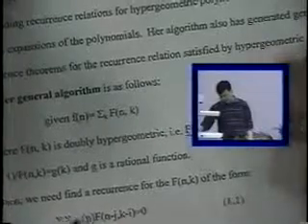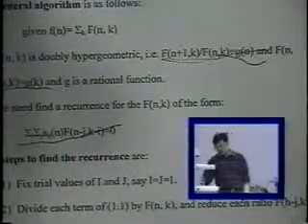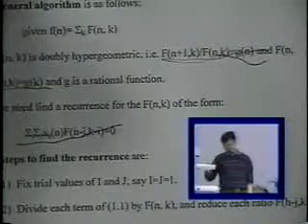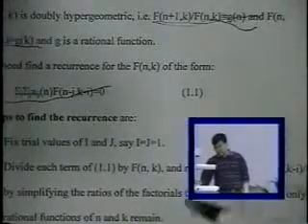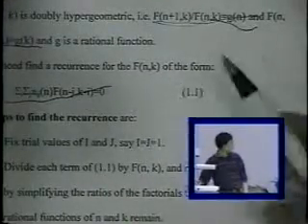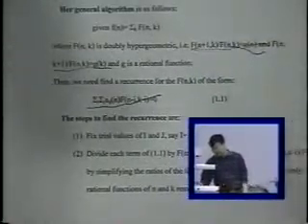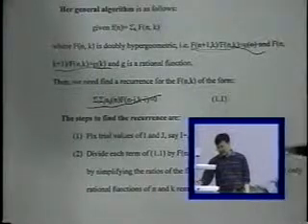these two equations hold. Then we need to find a recurrence for F(n,k) of the form like this one. And the steps to find the recurrence are, first we try the smaller i and j. For example, if i and j are equal to 1, divide each term of this equation by F(n,k), and reduce each ratio of every item of this one.